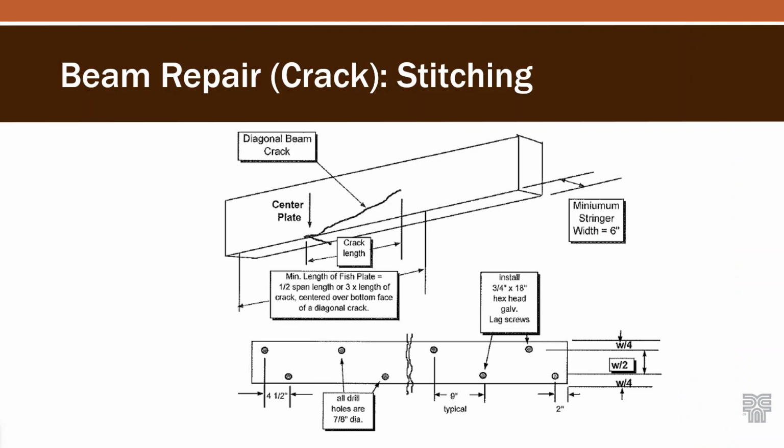So this is a beam repair when you have a crack. This was a drawing that was produced in Oregon and has been in service for quite a while. If you get a crack that initiates there, it's what we call the fish plate repair, where you put a steel plate along the bottom, and then you run lag bolts up through that to kind of bring the beam back together.